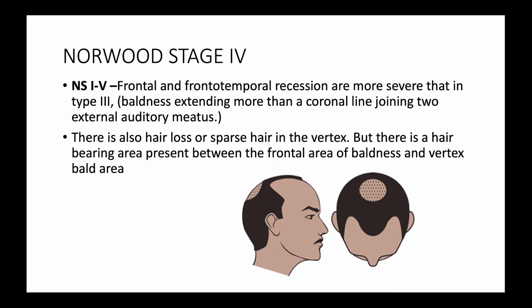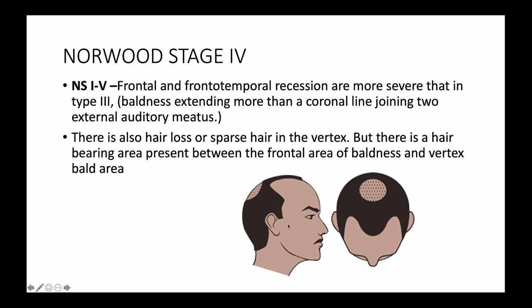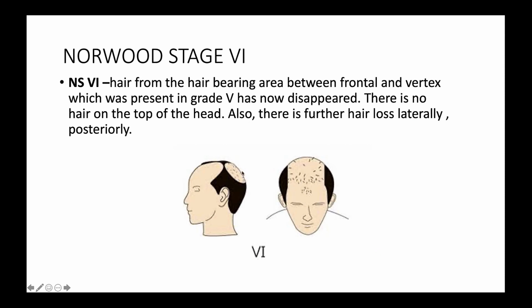Do not get confused with vertex 3, in which the hair is receding, but not to a great extent, and there is minimal loss. But here the receding is deeper, so it becomes stage 4. Then stage 5, further deepening of the space, and there are very small narrow bands of hair between the vertex and the frontal area. In stage 6, this fringe between the crown and the midfrontal area disappears, and there is total baldness at the top of the scalp.